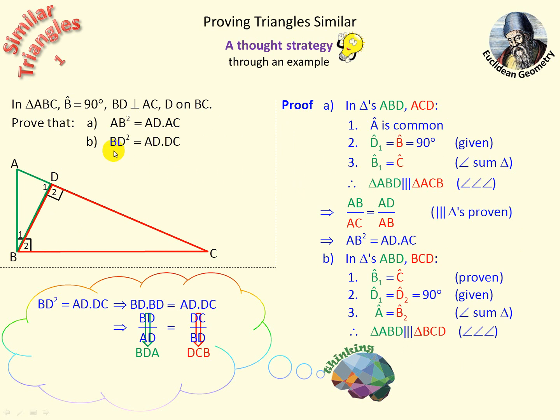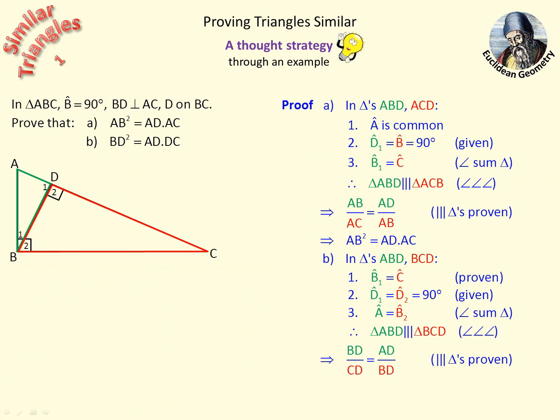Now I want BD squared out of it. So I'm going to make sure I have a BD above and a BD below. BD from the green, BD from the red. BD is second, third, so therefore I take second, third from the red. BD is first, third in the red, therefore I need first, third in the green. There it is there. Notice similar triangles proven there. And that gives exactly what I want to prove.